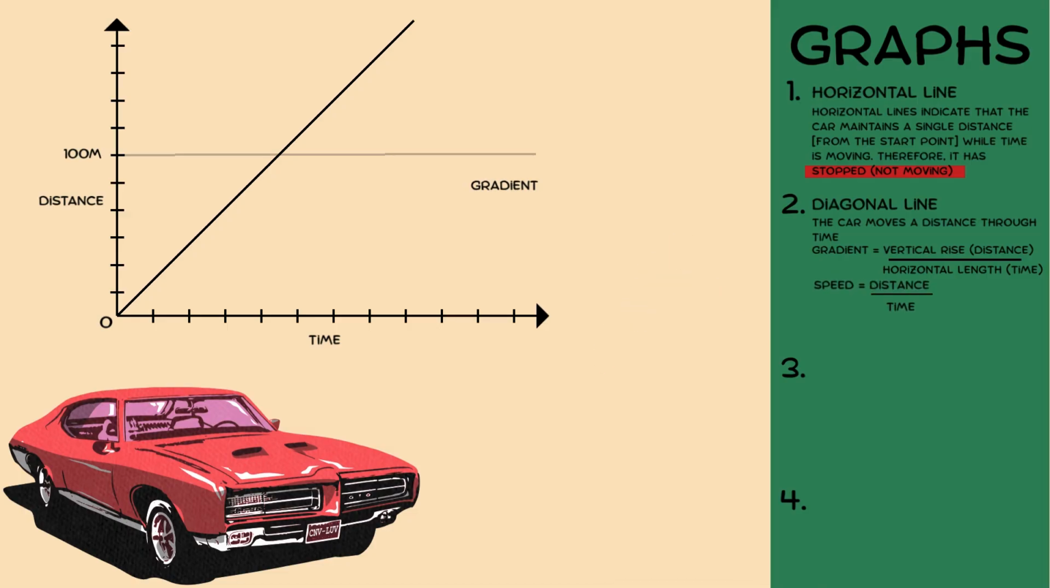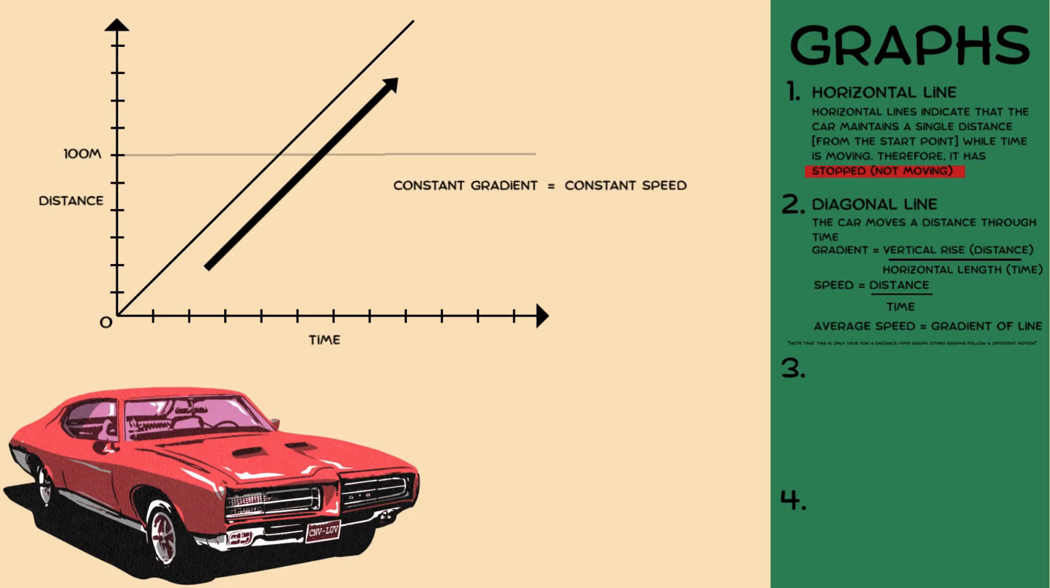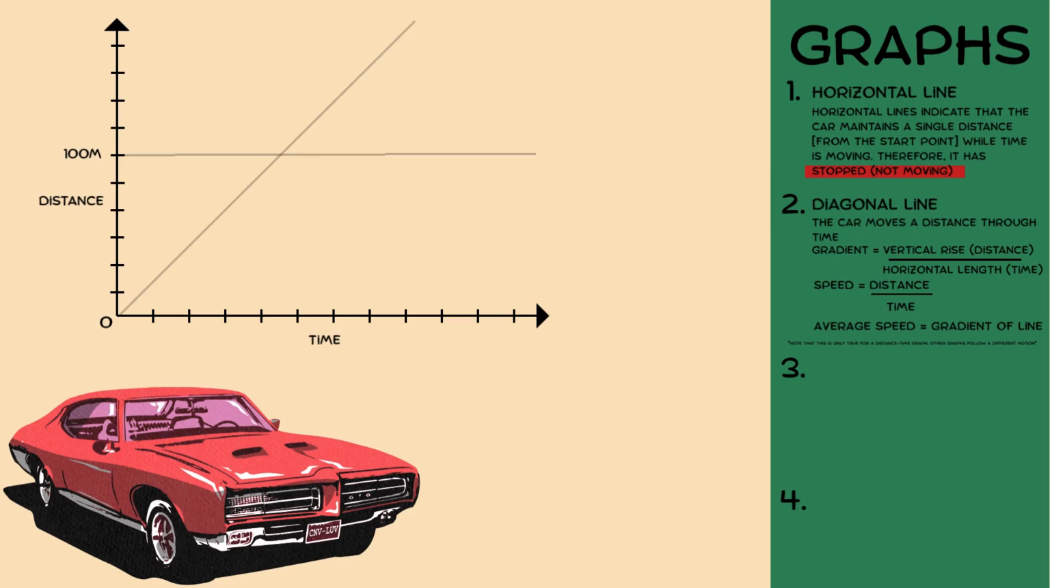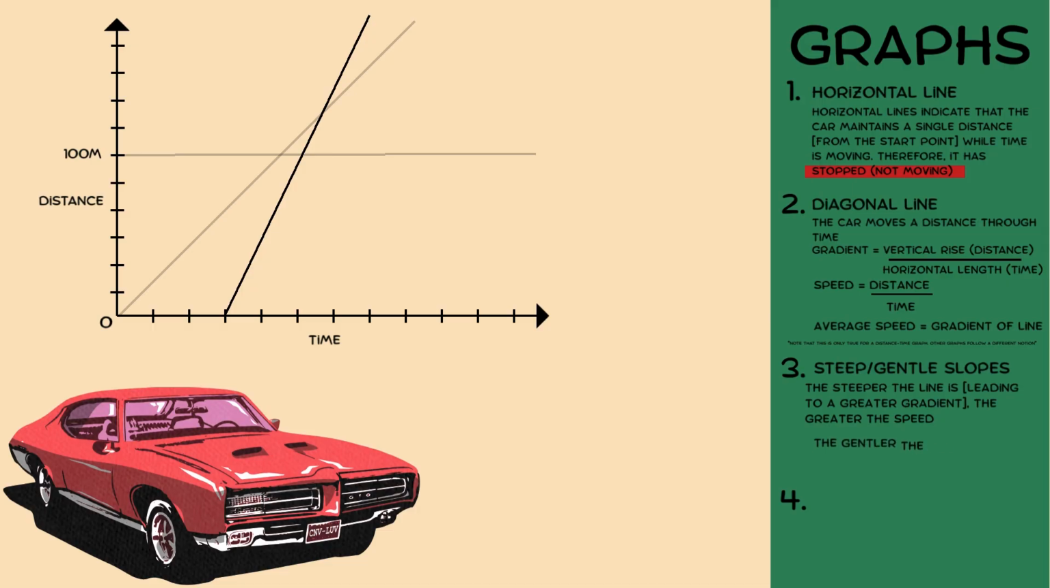Therefore, to find the average speed of the distance-time graph, we need to find the gradient of the line made. In this case, the gradient is constantly rising, so similarly, speed is also constant. Thirdly, from this understanding, we can denote that the steeper the slope of the line, the greater the speed, and the opposite is true for gently sloping lines.